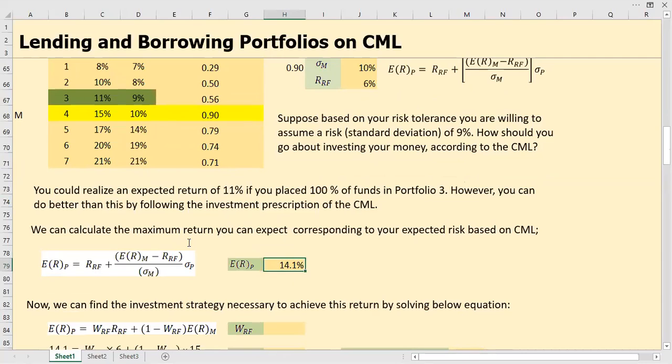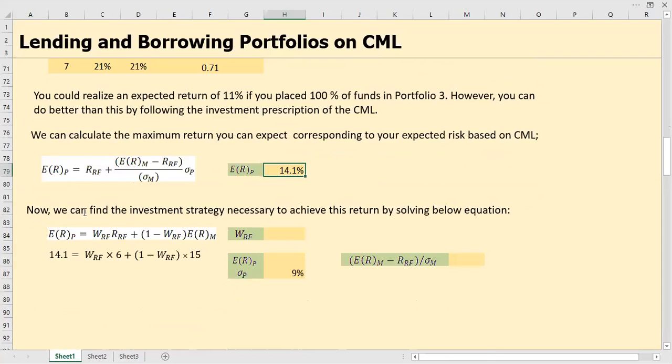That is basically by manipulating the weights. So let me calculate the weights here so that we can achieve this 14.1% of expected return, right? So now if you look at the next point here, we can find the investment strategy, that means the weights necessary to achieve this return, by solving the below equation. Now we all know this particular equation from the previous discussion. So what I am going to do is identify the weight of the risk-free asset here, right?